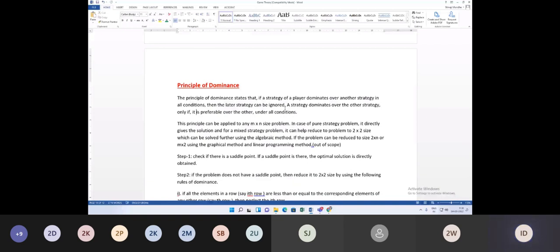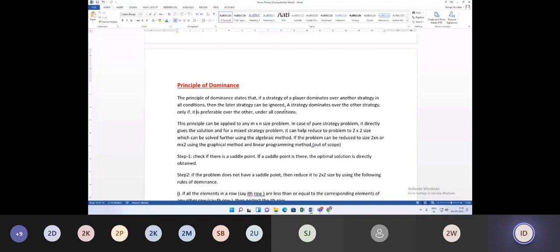2 persons versus 2 persons. Another, using the graphical methods and linear programming methods, but this is out of your scope. Right? Graphical method and linear programming method is not at all included in the syllabus. Game theory is a very interesting and very powerful technique which is used in industry, right, for taking decisions in different strategies, different conditions. Step 1, to check if there is a saddle point.